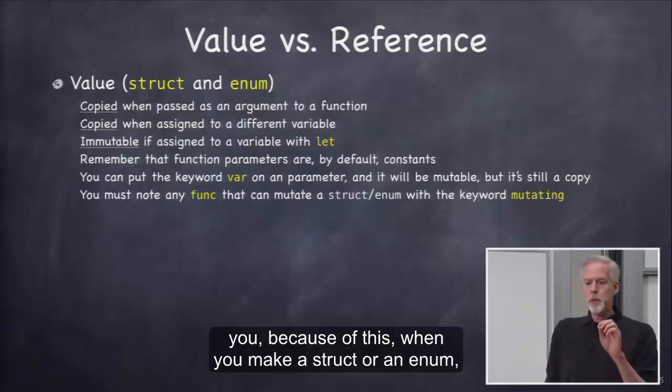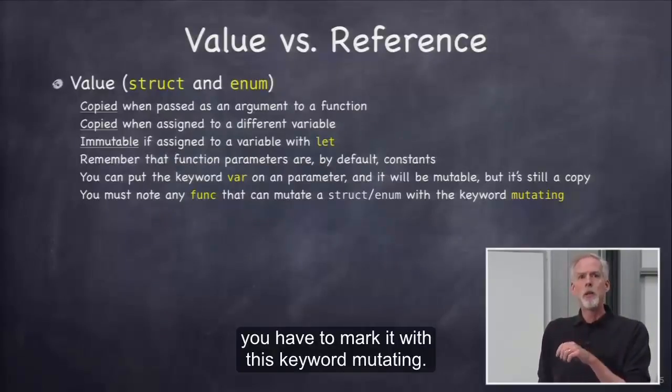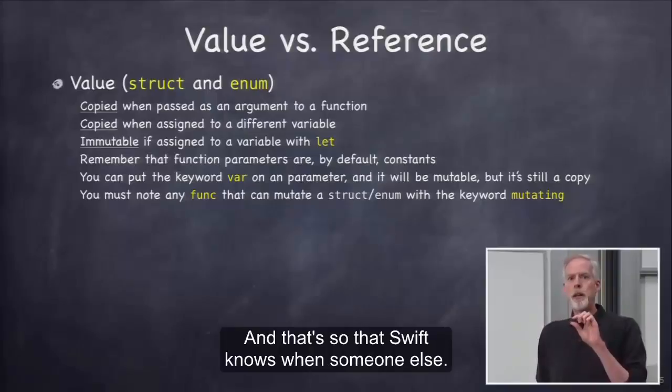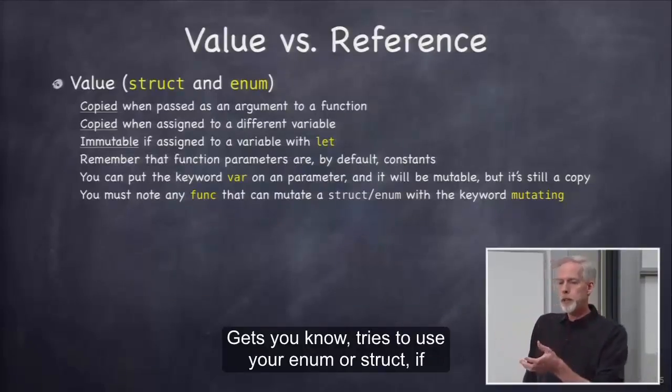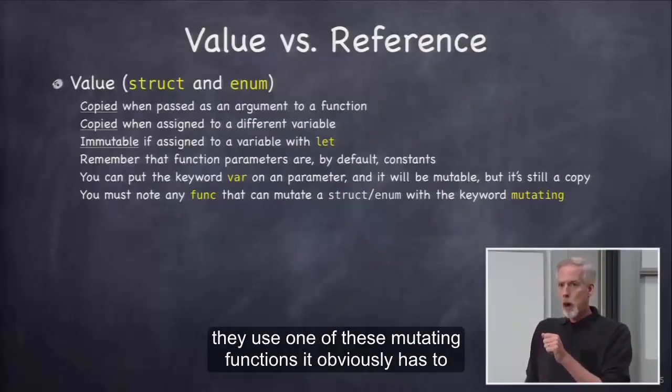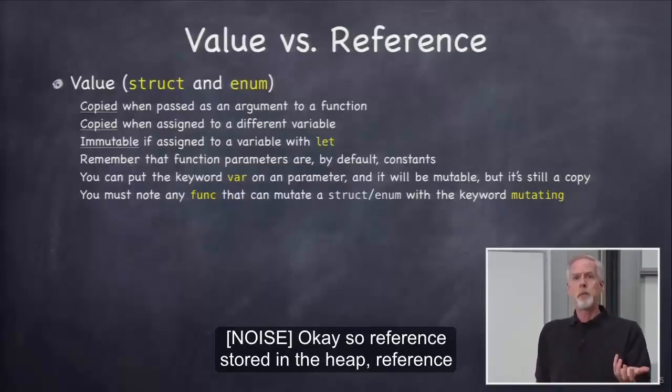Because of this, when you make a struct or an enum and you add a function to it that modifies it, you have to mark it with the keyword mutating. That's so that Swift knows that when someone else tries to use one of these mutating functions on your enum or struct, it obviously has to be in a var, not in a let variable.